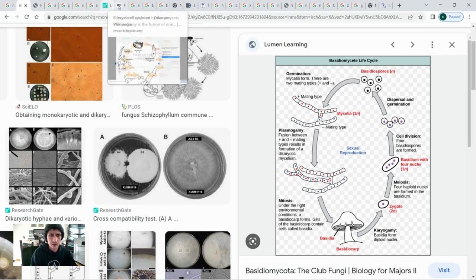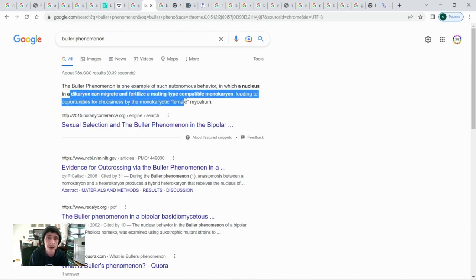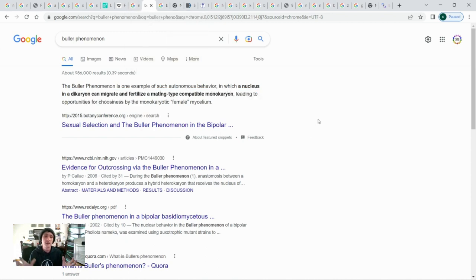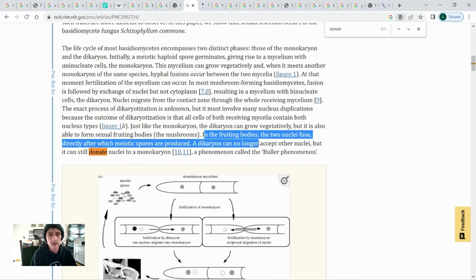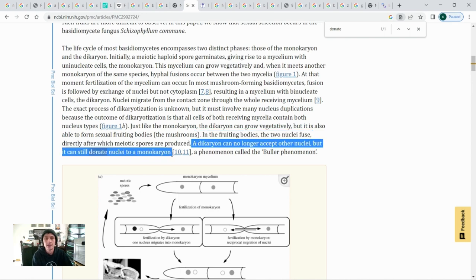And the Buller phenomenon is one example of such autonomous behaviors in which a nucleus in a dikaryon can migrate to and fertilize a mating type compatible monokaryon, leading to opportunities for choosing this. And two dikaryotic myceliums cannot donate a nucleus to one another. In the fruiting bodies, the two nuclei fuse directly, after which meiotic spores are produced. A dikaryon can no longer accept other nuclei, but it can still donate nuclei to a monokaryon. It's the Buller phenomenon.